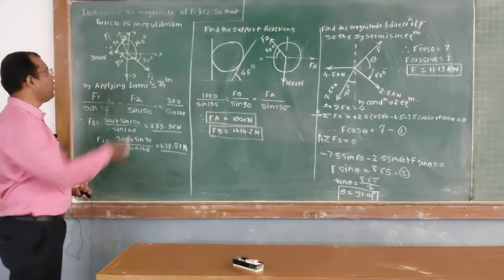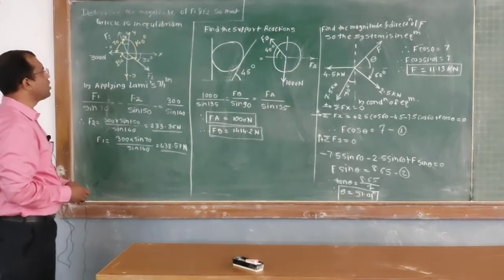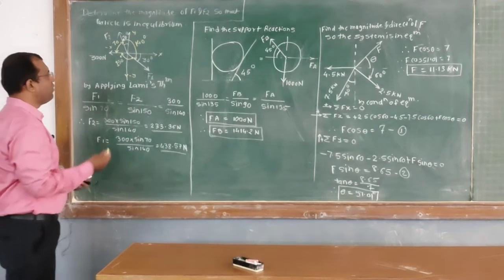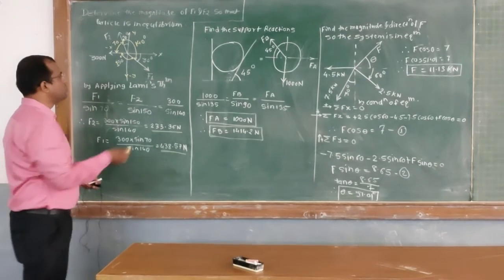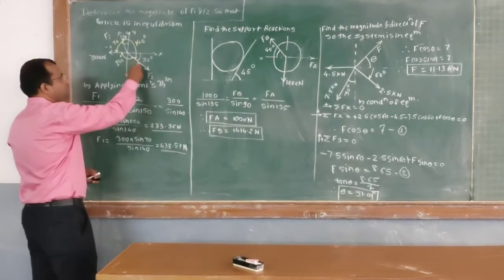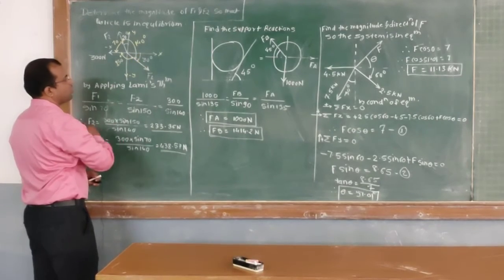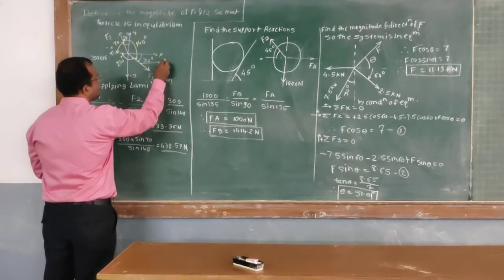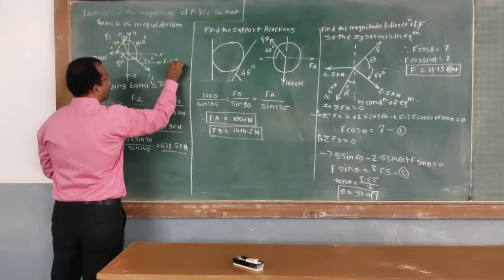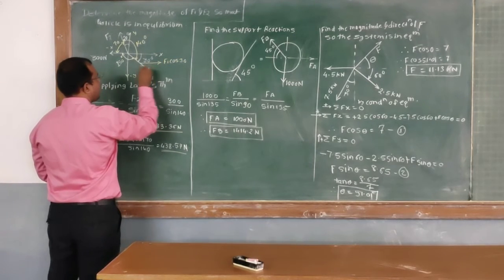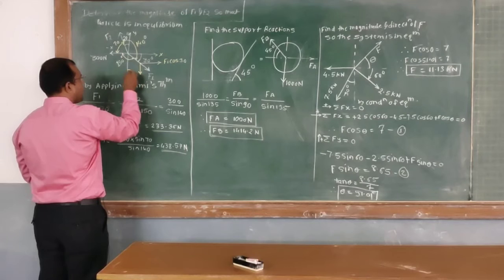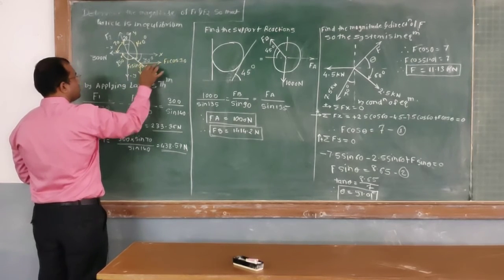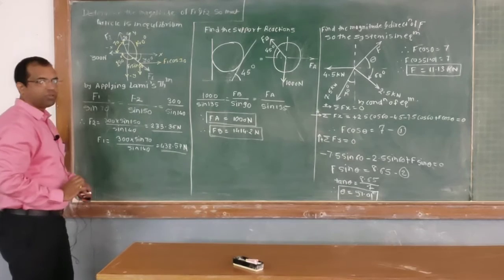For that we have to resolve the forces into their 2 components, and then apply the condition of equilibrium. I will explain how to resolve this force. Now this force which makes an angle of 30 degrees with respect to horizontal is given. Its components we can find out. The horizontal component is F1 cos 30, and the vertical component we can write as F1 sin 30. So these are the 2 components of this force.